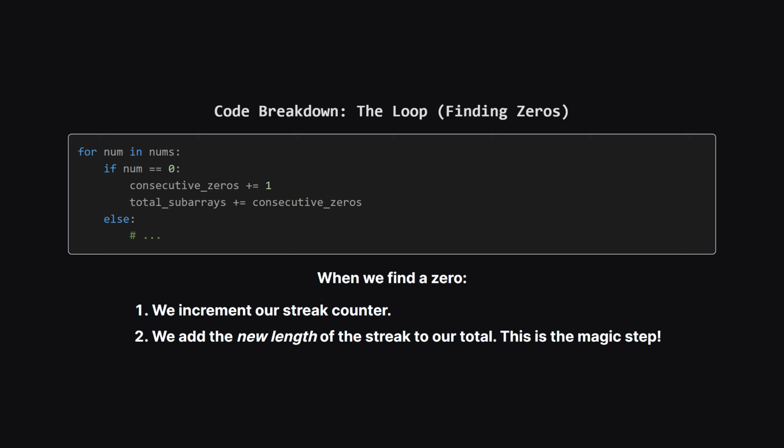Now we loop through each number in the input list. If the number is a 0, we do 2 things. First, we increment our streak counter. Let's say it just went from 2 to 3. Then, we take that new value, 3, and add it to our total subarrays. This simple addition is what correctly counts all the new subarrays that end at this position.